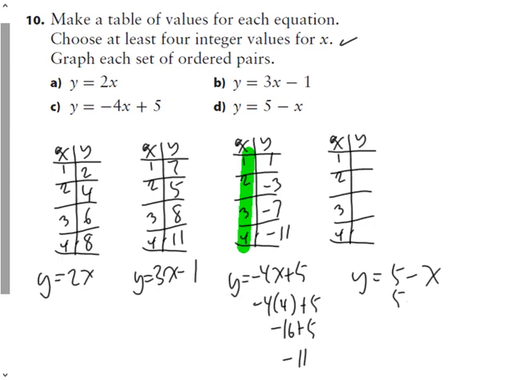So 5 minus 1, which would be 4. 5 minus 2, which would be 3. 5 minus 3, which would be 2. And 5 minus 4, which would be 1. And once you have those, you're going to graph them all.